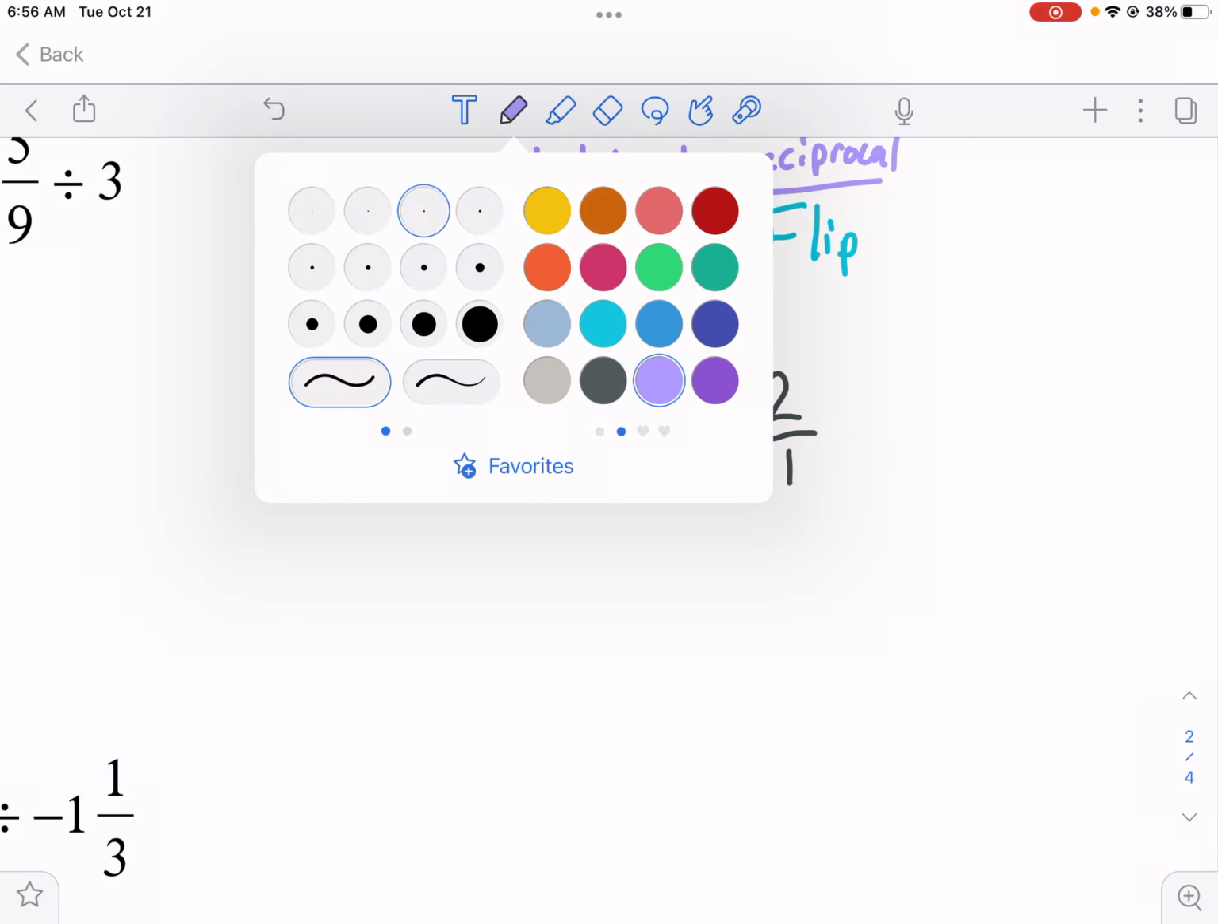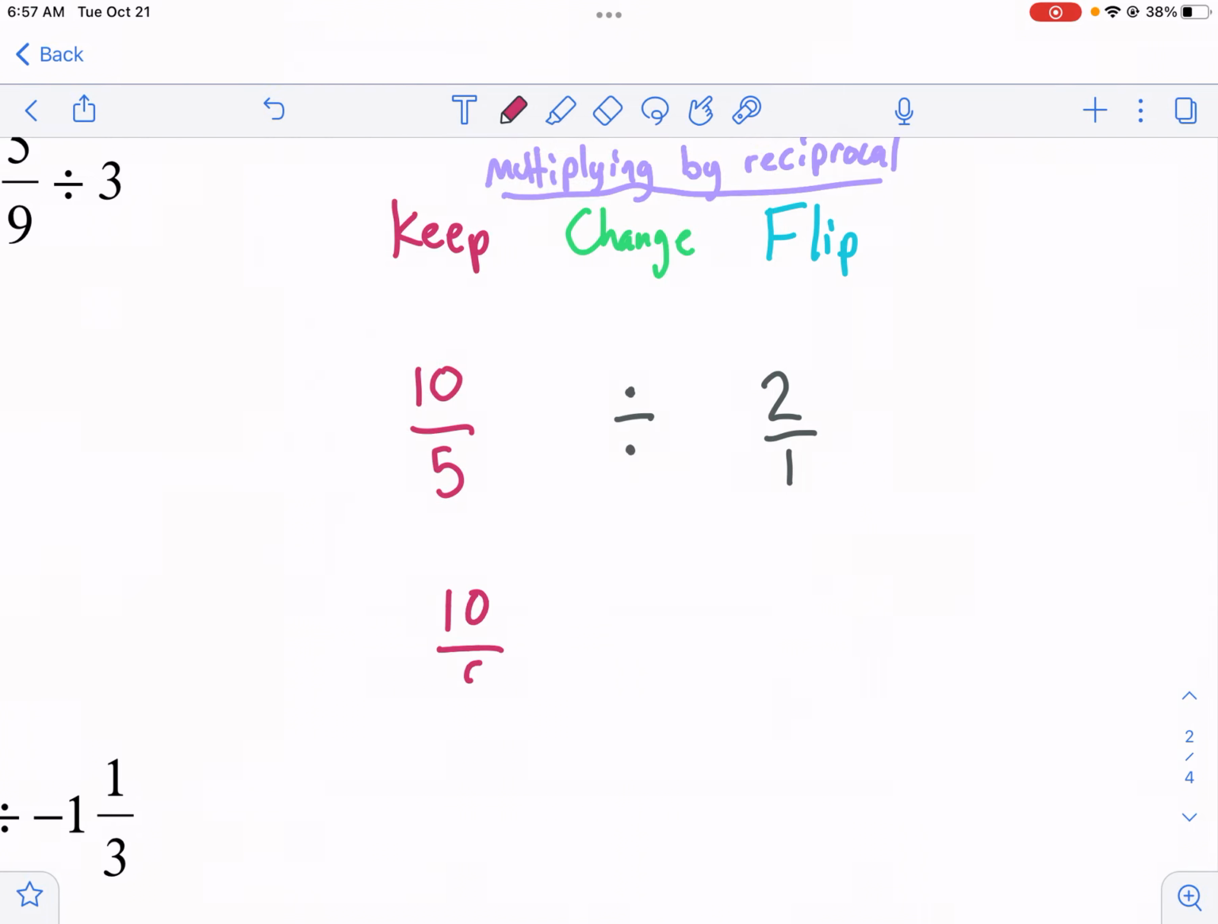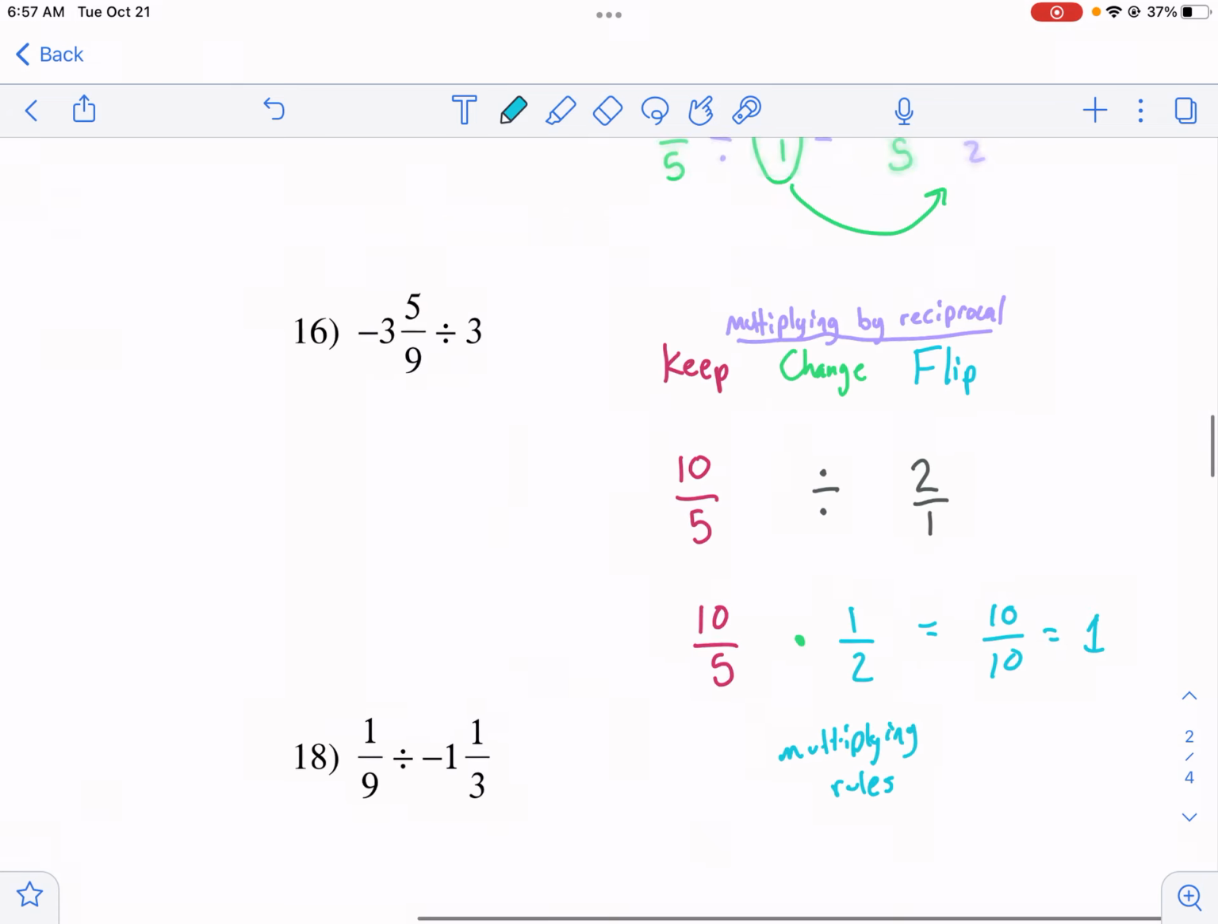So let me show what this looks like. We keep the first number the same. We're going to change it to multiplication, but we can't just multiply by 2 over 1. That's a different problem. We're going to multiply it by the reciprocal. So dividing by 2 is the same thing as multiplying by 1/2. And we get our 10 over 10, which we then reduce to 1. Okay, so that's how it works. We keep, change, flip, and then you apply multiplying rules, which is top times top, bottom times bottom.